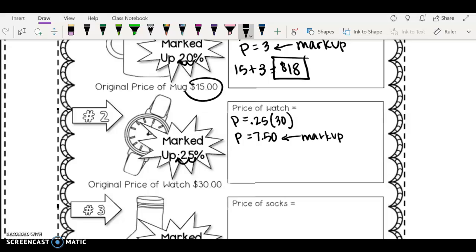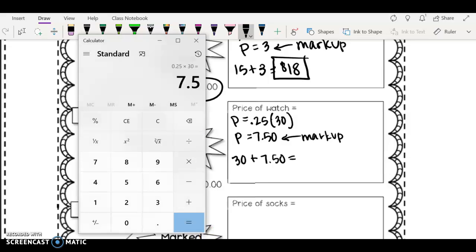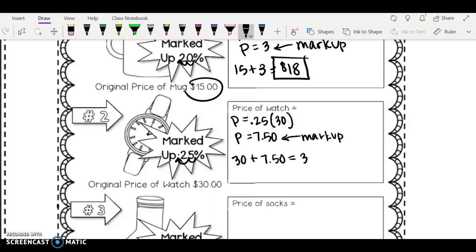So I'm going to add $30 plus $7.50. So my new total will be $37.50. So that's my total. That's my new price.